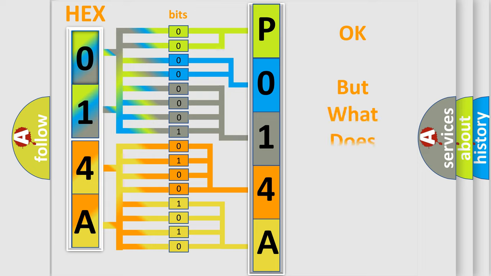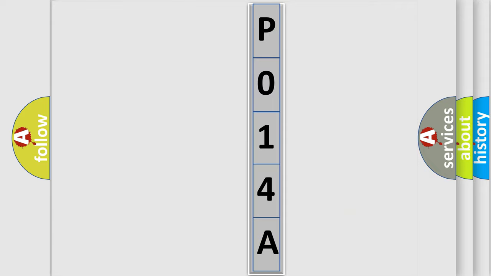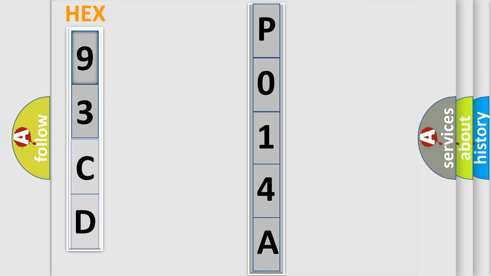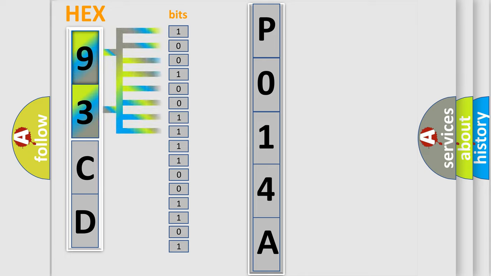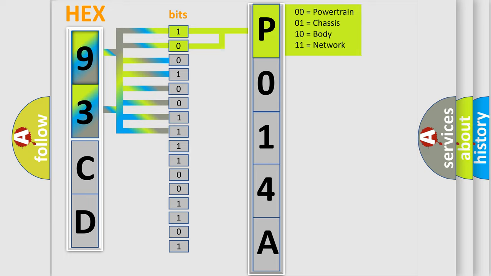The number itself does not make sense to us if we cannot assign information to what it actually expresses. So, what does the Diagnostic Trouble Code P014A interpret specifically for Saab car manufacturers? The basic definition is HO2S delayed response rich to lean bank 2 sensor. And now this is a short description of this DTC code.